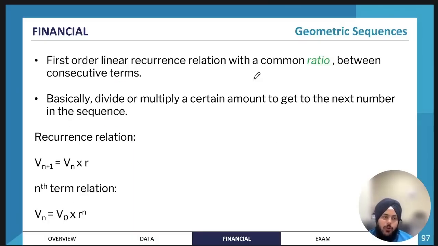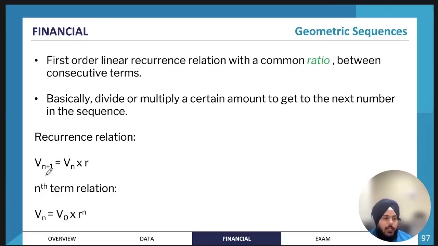So depending on what sort of question you're doing, the nth term relationship might be more useful than the recurrence relation. But often we will tell you what they want you to use. Okay, so now we'll look at geometric sequences. Geometric sequences are essentially where we are multiplying or dividing consecutive terms by a certain number.